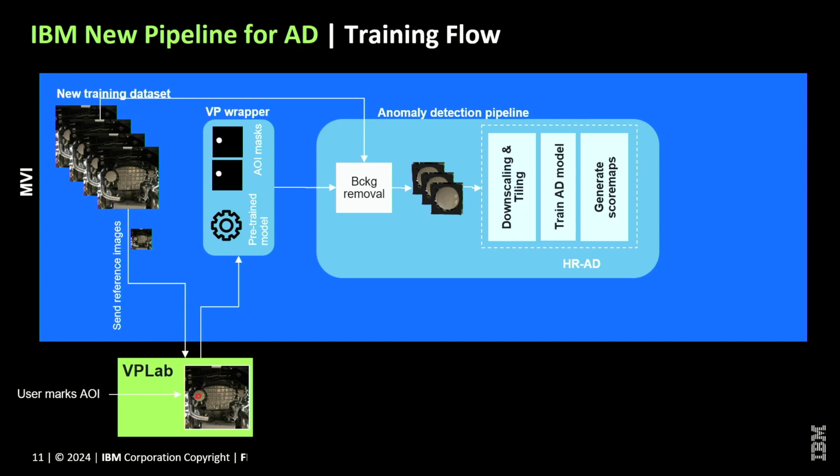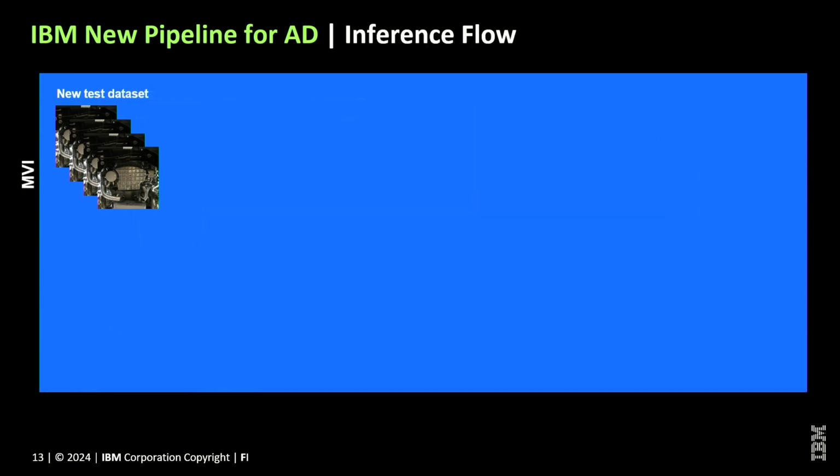And these are decisions that we're making automatically depending on the size of the defects that we are expecting and depending on the resolution of the image. Then we generate the score maps, and then we save the trained model. And once we have saved the trained model, we can go to inference.